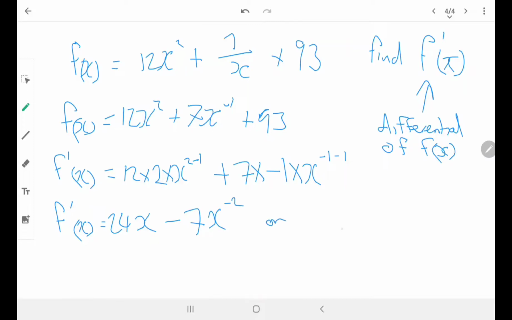Or you could just have 24x minus 7 over x squared. So those two, this here and this here, are exactly the same. So this to the minus 2 just means divided by x squared.